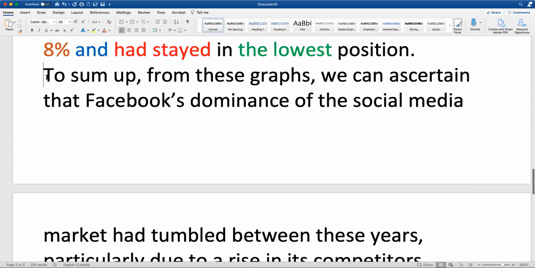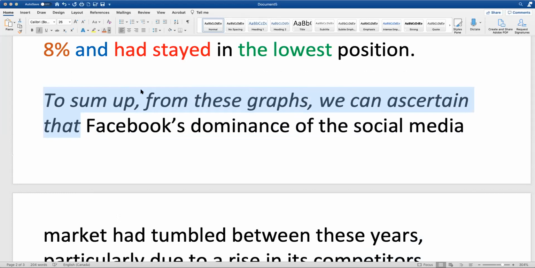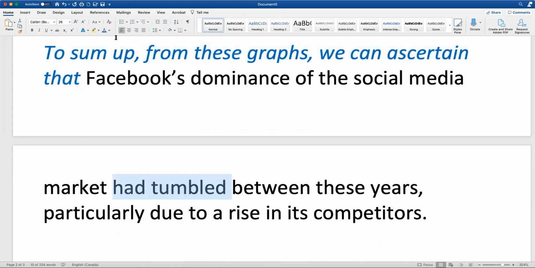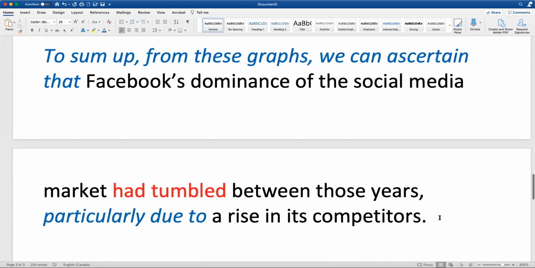So to sum up, from these graphs, we can ascertain that Facebook's dominance of the social media market had tumbled. Tumbled is like fall a lot between those years. Particularly due to, because of a rise in its competitors. Basically what it says there. Any questions about that summary sentence?